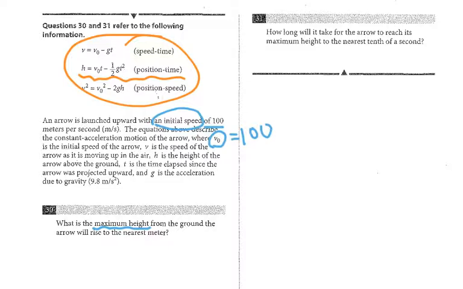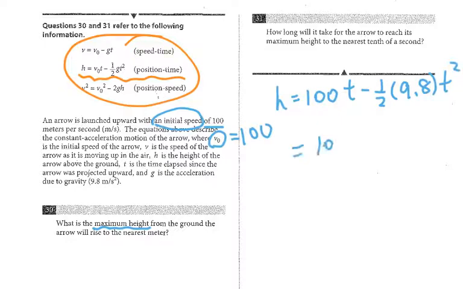So you will get h equals 100t minus 1/2. Gravity is already given to you, that's 9.8 t squared. So you will get 100t minus 4.9 t squared. I rewrite that into quadratic function form. That's negative 4.9 t squared plus 100t.